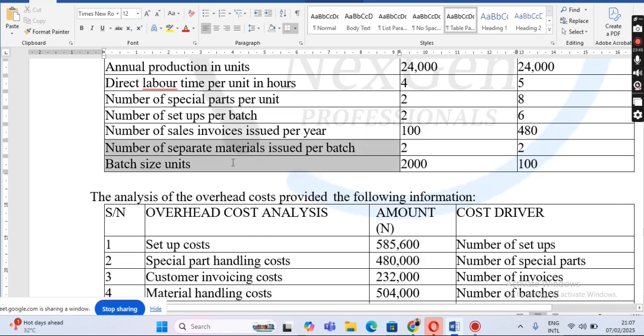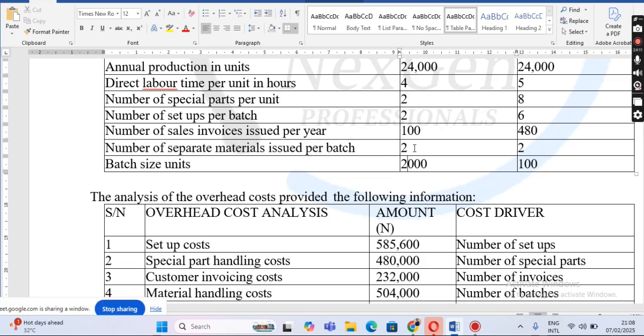Now look at it here. Where is material? You can see that separate material, numbers of separate material issued per batch. Now, per batch, one batch is 2. How many numbers of batches do we have? So that you get the numbers of what? The numbers of batches for what? Separate materials or material handling.